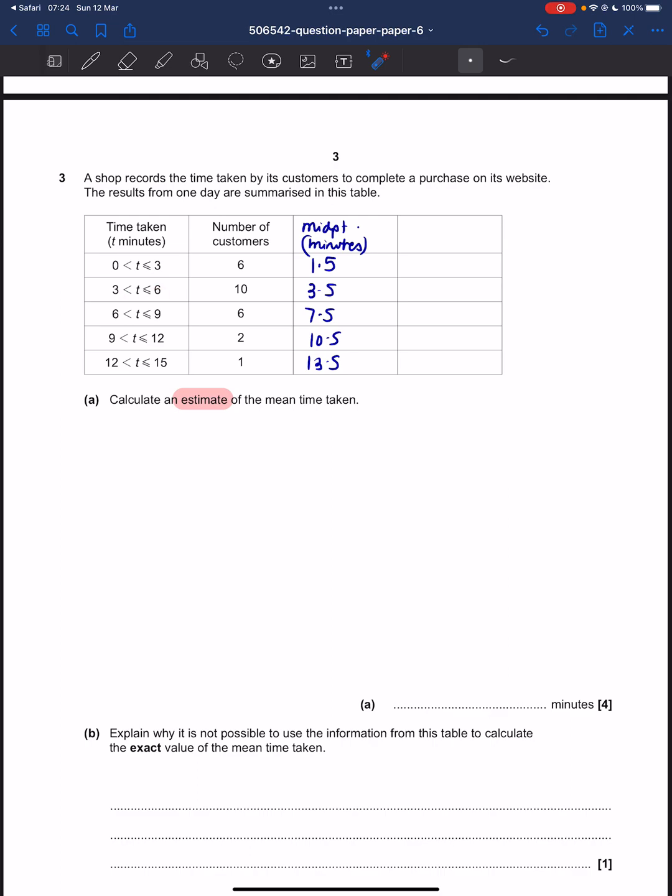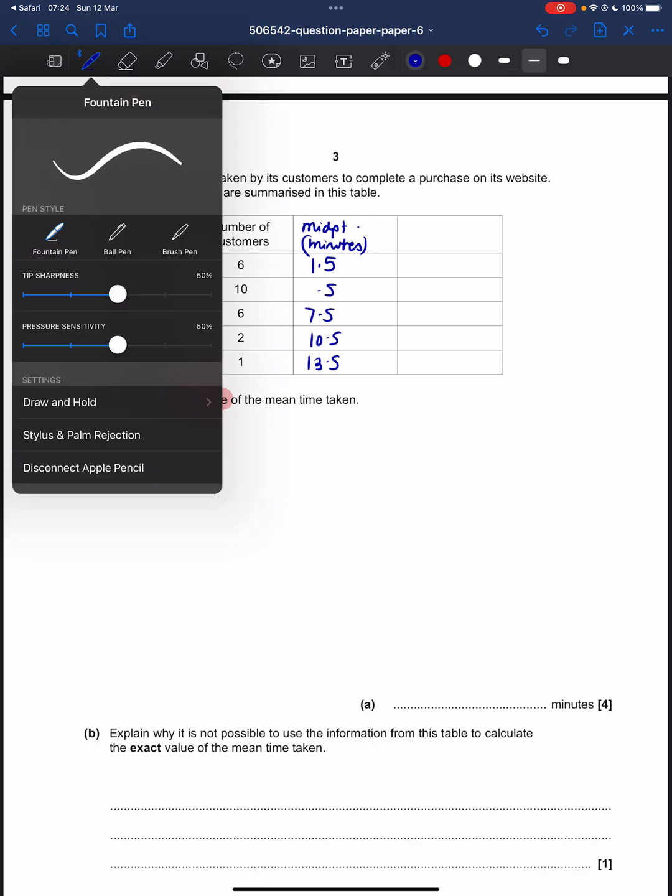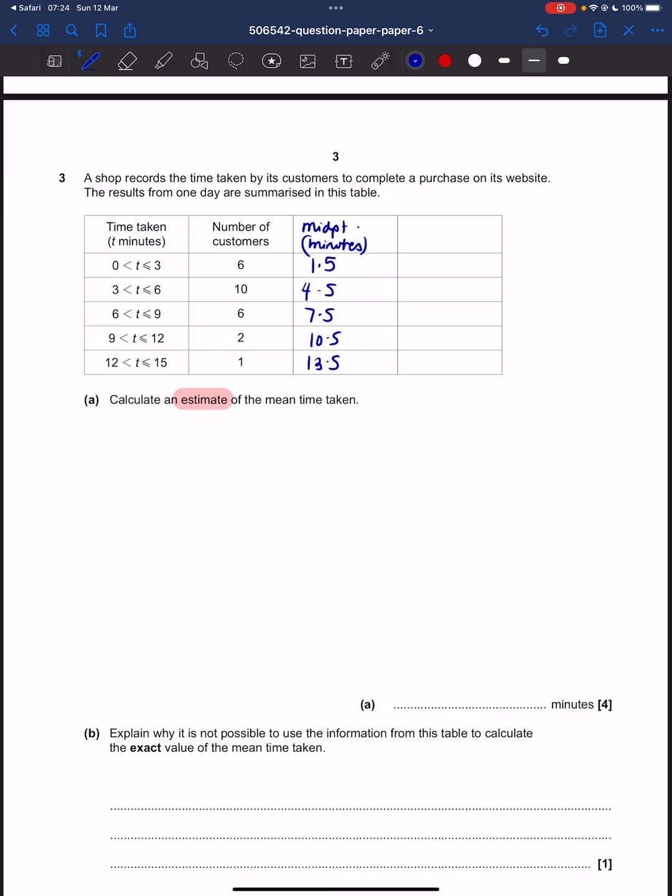3 plus 6 is 9 divided by 2, 4.5. 6 plus 9 is 15 divided by 2, 7.5. And then that's 21 divided by 2, 10.5. And that's 27, 13.5. Okay, so when we do a mean, you have to multiply number of customers by the midpoint.